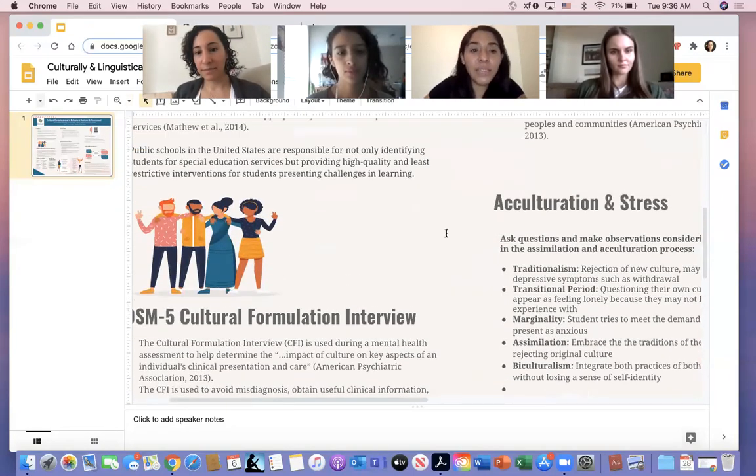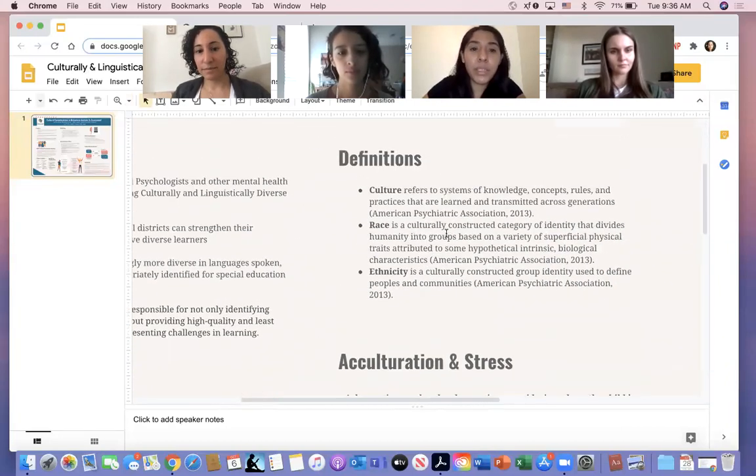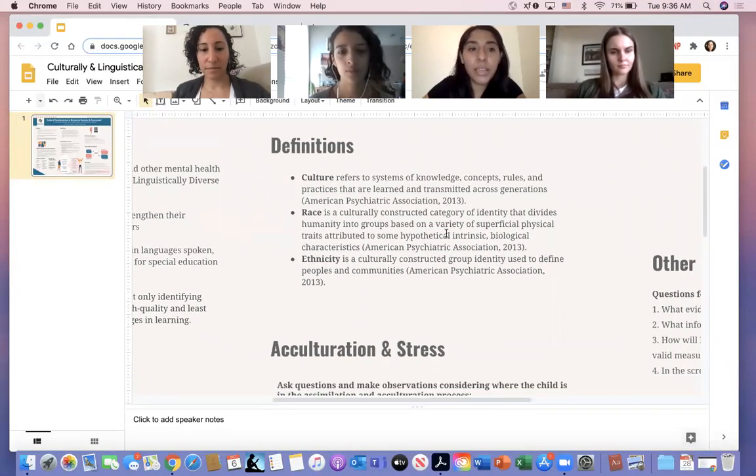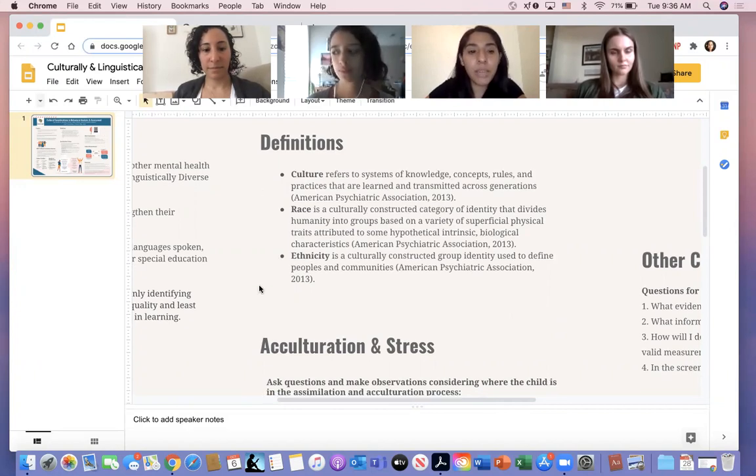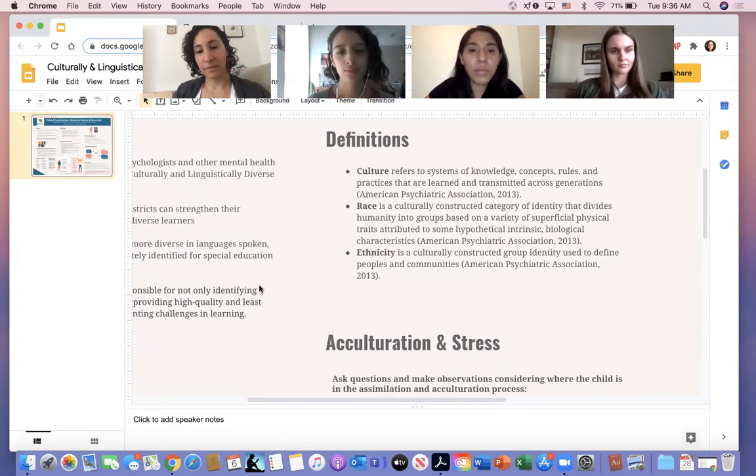There are key definitions that one needs to be familiar with in order to better understand and plan for effective interventions for culturally and linguistically diverse students. These terms include culture, race, and ethnicity. A deeper understanding of these terms and definitions can help school psychologists to determine if the assessments they are using are appropriate for the students they are serving.